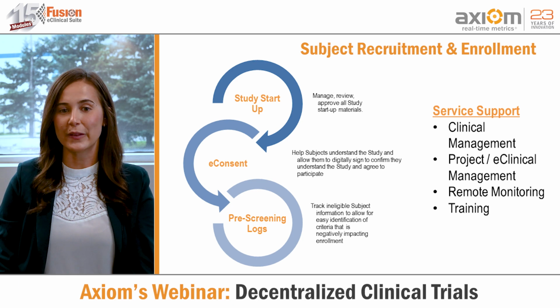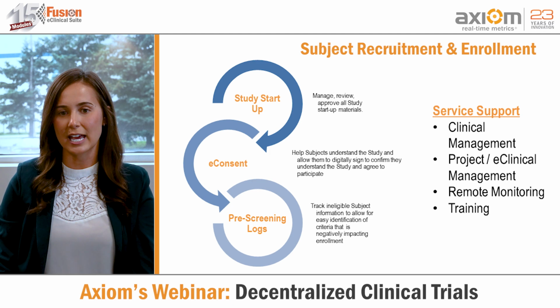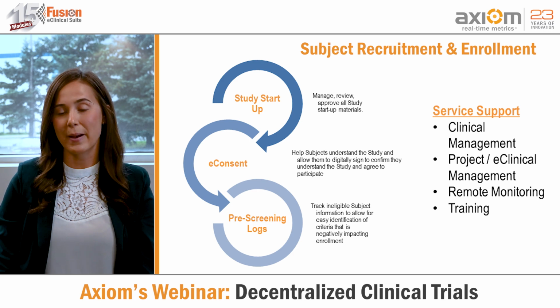Next, we want to ensure that during this phase, we are reviewing not only the enrolled subjects, but also taking a look at our ineligible subjects. This will ensure the sponsor is able to advise on any concerns and adjust accordingly to ensure the current protocol is aligned with their expectations for execution. Fusion's pre-screening log module, again with the same web-based URL, allows for the tracking and identification of any criteria that are negatively impacting enrollment.